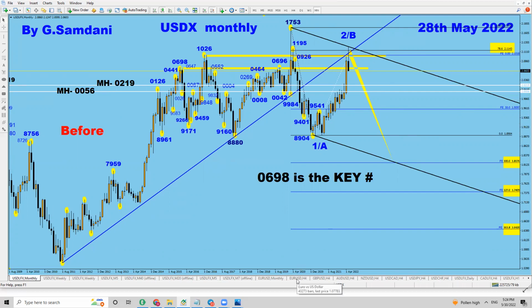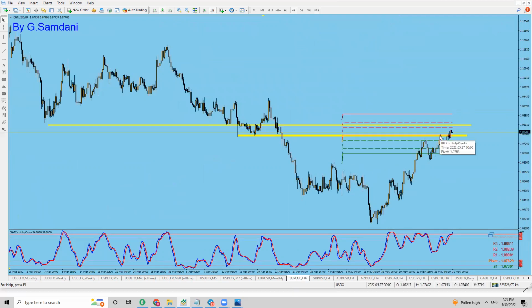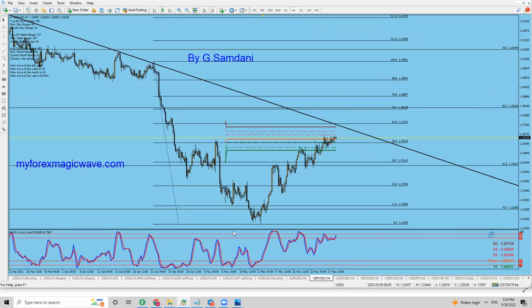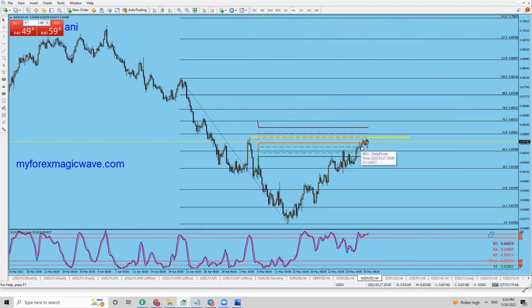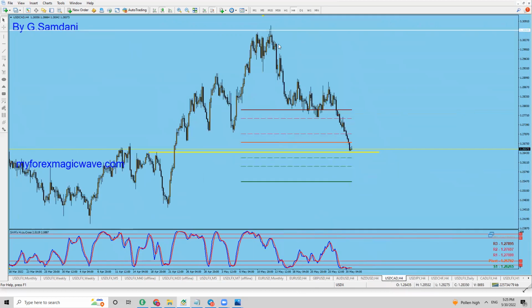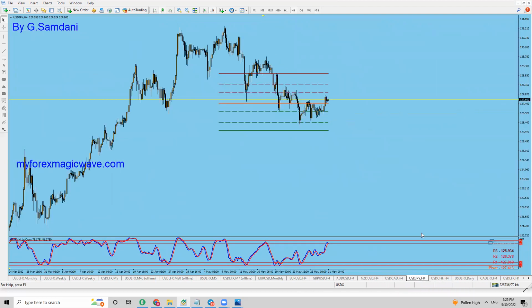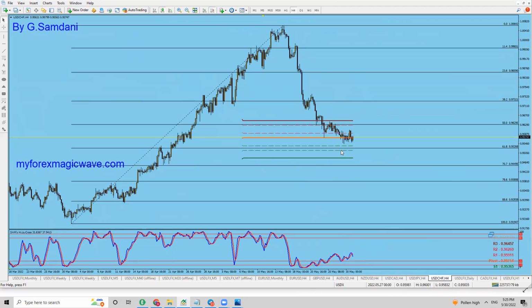Euro USD is supposed to go up. Look at that. 4-hour chart. Pound USD supposed to go up. Aussie USD supposed to go up. NZD USD supposed to go up. And then CAD, Yen, and Franc supposed to go down. CAD, boom. USD Yen, boom. USD Franc, boom.